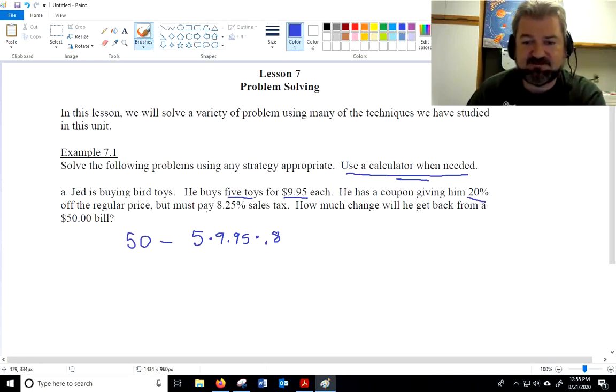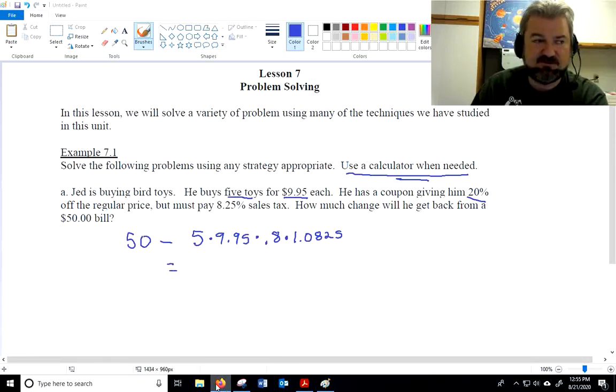All right, now I have to pay 8.25% sales tax. So I'm going to multiply this by not 0.0825, but 1.0825. Because I still have to pay 100% of the price. I just have to pay an additional 0.0825. Now, let's just simply use a calculator to evaluate that.